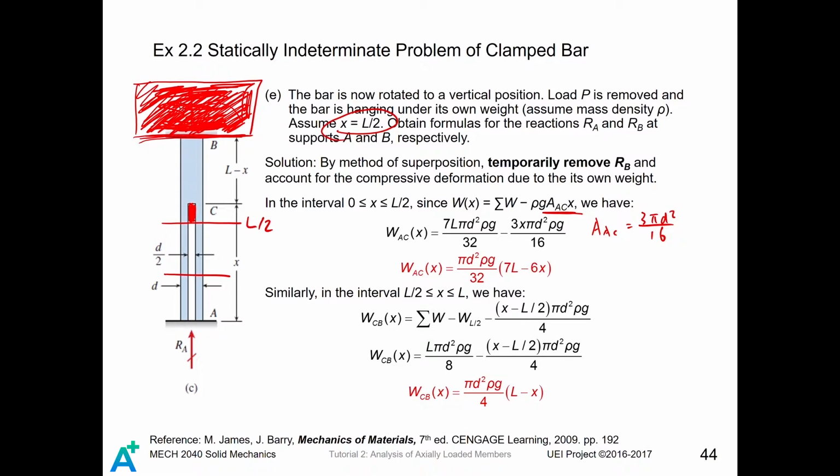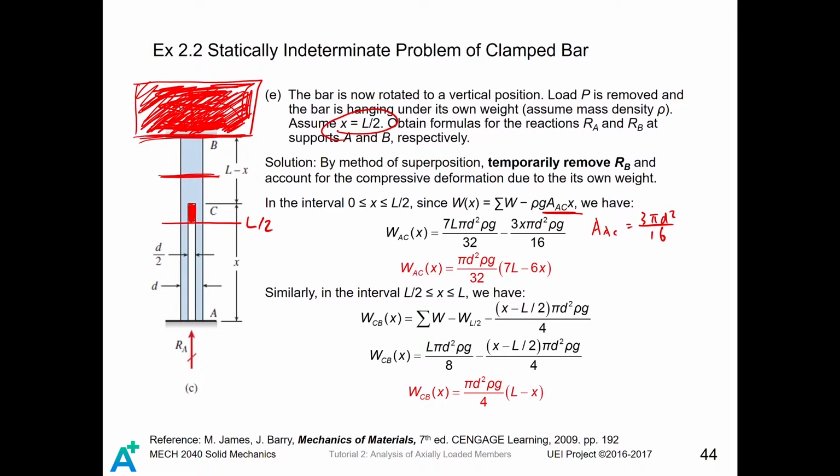After we do a lot of simplifications and take the constants out from the expression, we can get the compressive load for any cross-section located at position X in segment AC, which equals pi d squared rho g divided by 32 times 7L minus 6X. Similarly, for the interval from L over 2 to L, we can find the compressive load caused by weight for a cross-section at a level greater than L over 2, say this one.